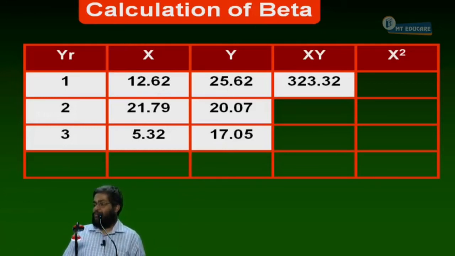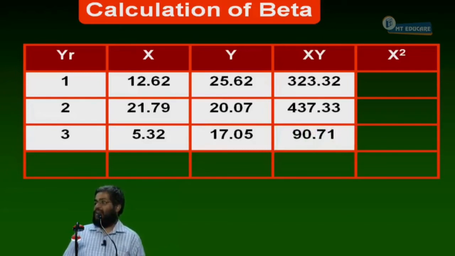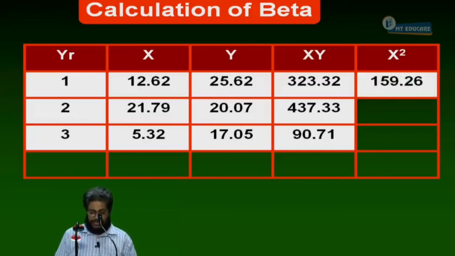Please multiply and tell me 21.79 into 20.07. What is the multiplied number? 437.33. Decimal rounding off, leave it. 5.32 into 17.05 gives you 90.71. Next, x squared. 12.62 the whole square, what is the number? 159.26.